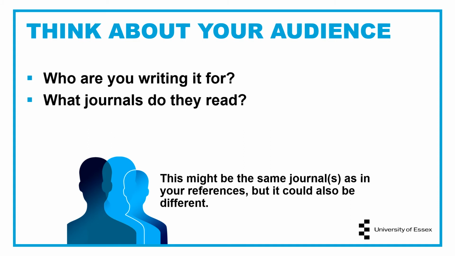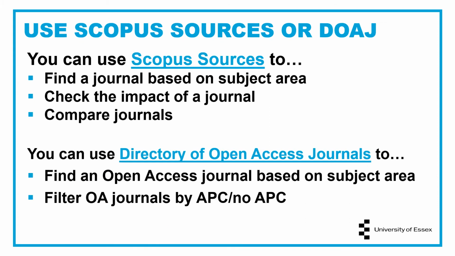In many cases, this could be with the same journals as in your references, but it could be different, so do give it some thought. Another way to find a potential journal to submit to or learn more about one you're considering is to use Scopus sources. When you access Scopus sources, you can search for a specific journal title or can browse for potential journals by using subject area filters.